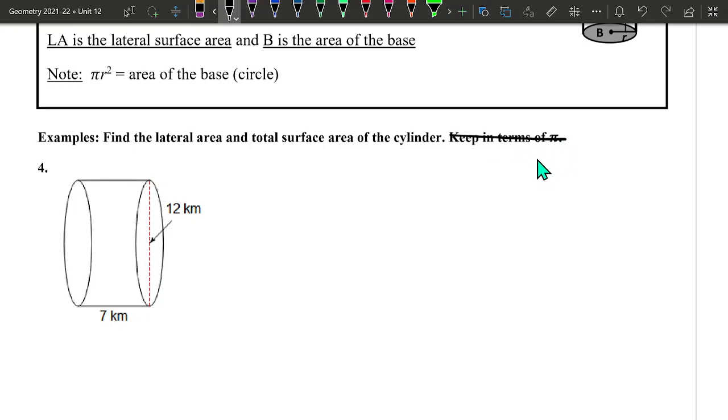We're going to round to the tenths. We did that last unit. I like rounding to the tenths. That's a good place to go. However, when you do lateral area, if you're doing both, you do need it in terms of pi to calculate surface area.